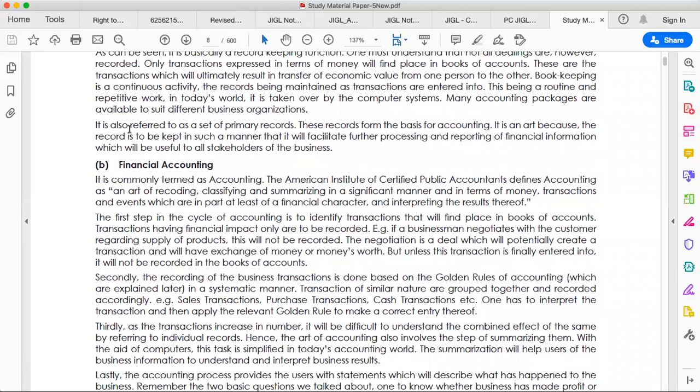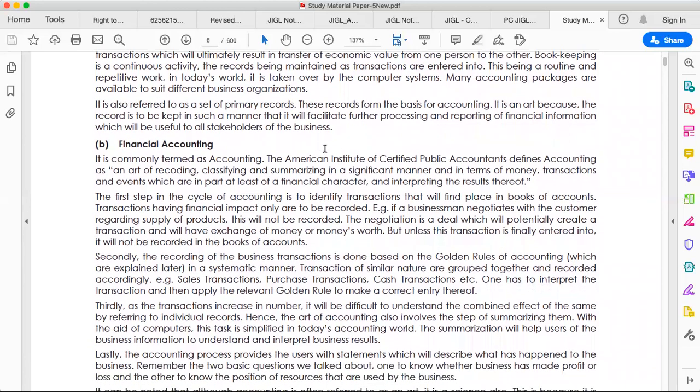Then bookkeeping is also recorded as primary records. These records form the basis of accounting. It is an art because the record is kept in such a manner that it will facilitate further processing and reporting of financial information, which will be useful to all stakeholders of the business, like your shareholders, creditors, bankers, government, all of them. They will use this financial information.